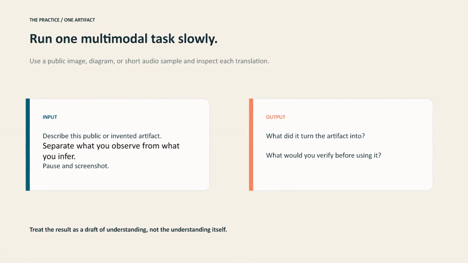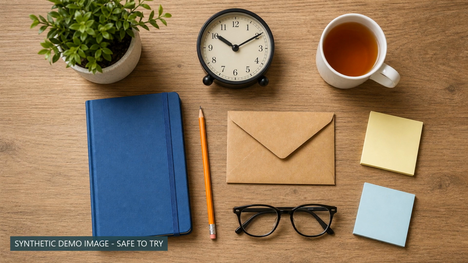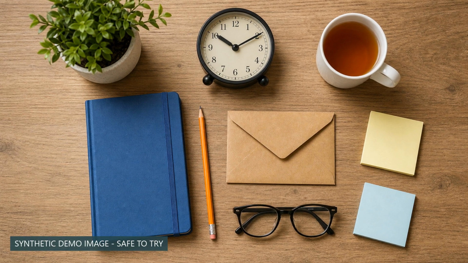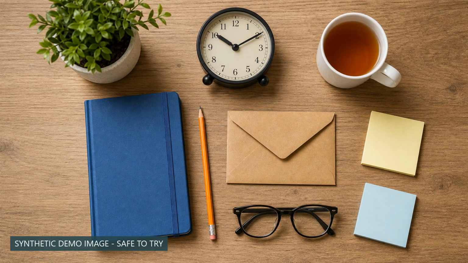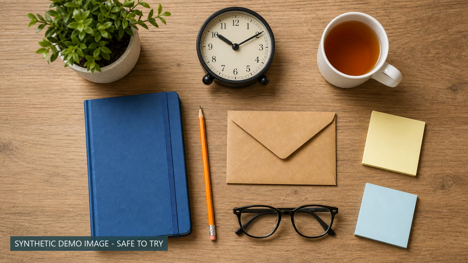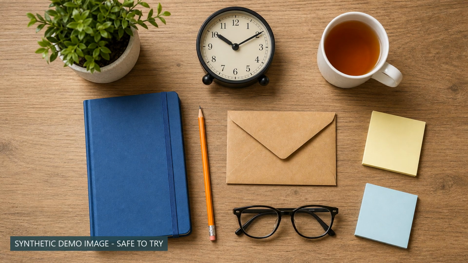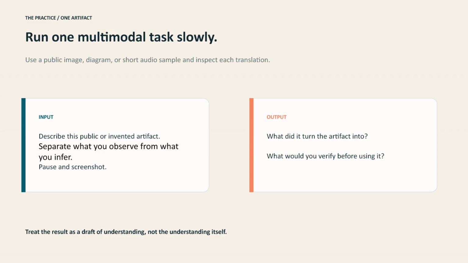Let's try this together with one public or invented image. Open your browser. Go to Grok.com or another AI you already use. Find the large message box near the bottom. Look beside it for a plus sign, a paperclip, or an upload button. Click that button. Choose the image. Wait until a small preview appears. Do not upload a private photo, a work document, a child's information, or anything you do not have permission to share. Now click the message box.